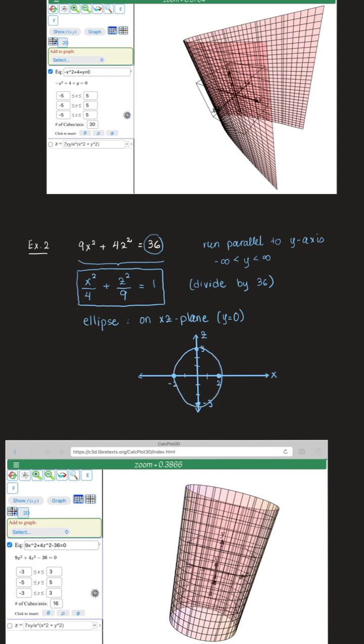But not only on the xz plane, it gets repeated for any value of y. So if I were to think about what this could look like in space, I'm going to do a very small graph here, and then we'll look at CalPlot 3D once more. On the xz axis, we have an ellipse that looks like this, and that trace gets repeated for any value of y. So this is going to run parallel to the y-axis, and we're going to have an elliptical cylinder that looks something like this. Let's take a look at it on CalPlot 3D.